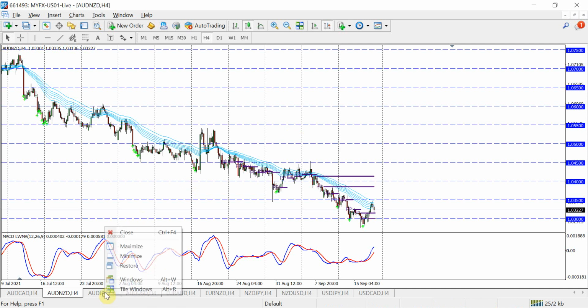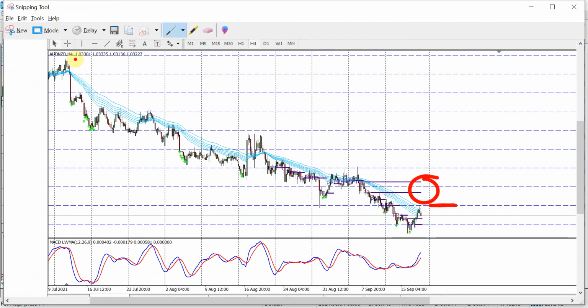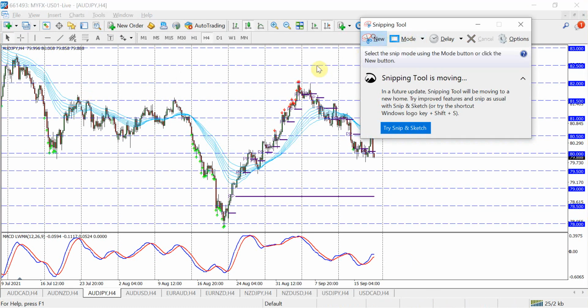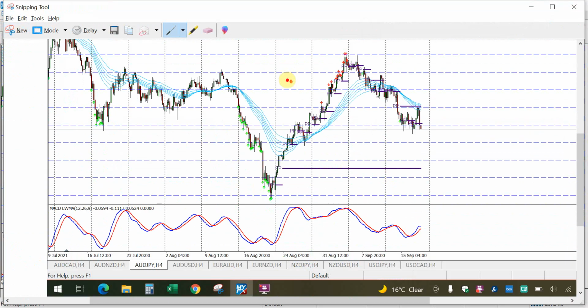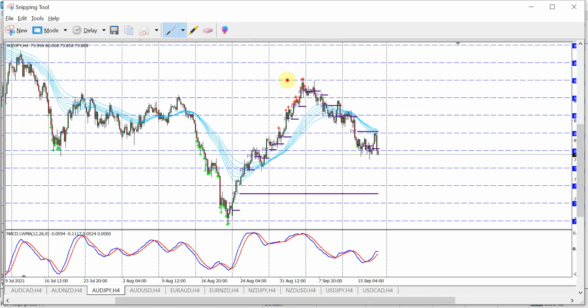So if we look at the next one, AUDJPY, let's take a screenshot of that. There we go. So this one again is very similar to the first one. Let's have a look at this pretty quickly. You've got price making higher highs. You've got overbought arrows here, and the MACD is pretty flat. That is a very, very good sign for a potential reversal. And as you can see, we started to get that reversal over here.